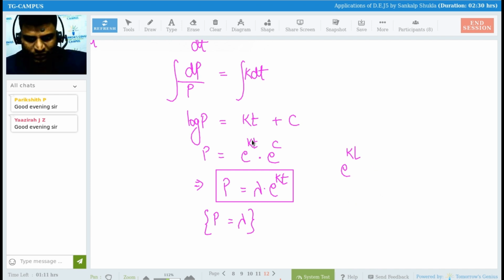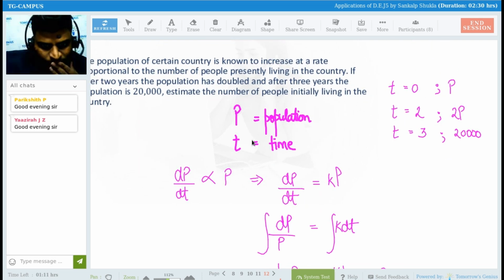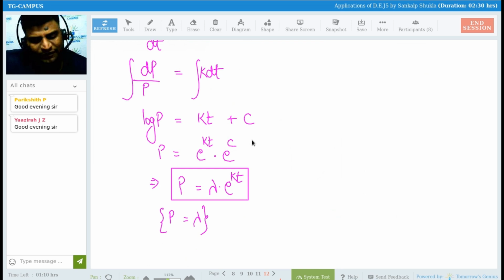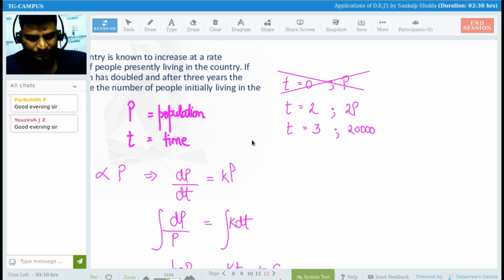Wait. I have to again see the information that the question is providing. If after 2 years the population has doubled and after 3 years the population is 20,000. Okay, just don't pick t is equals to 0 and p is equals to p. Don't pick this particular solution. Use only this one: t is equals to 2 and t is equals to 3.